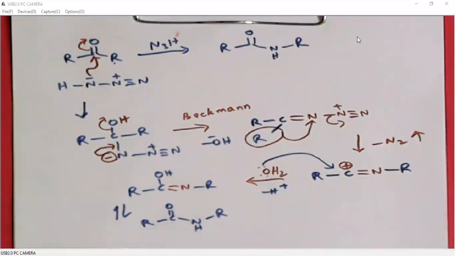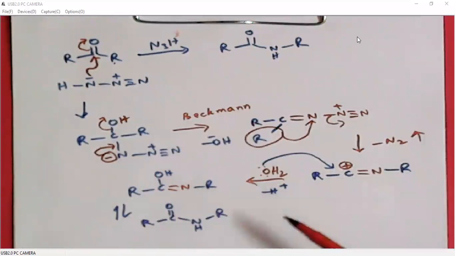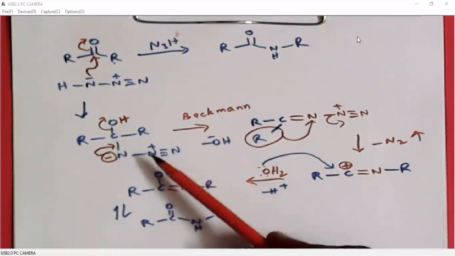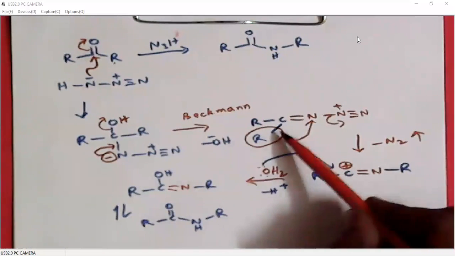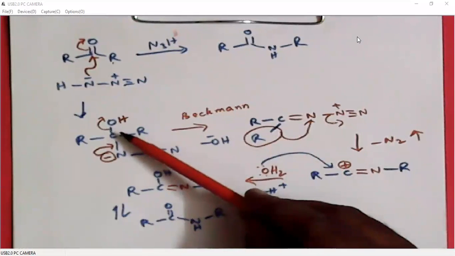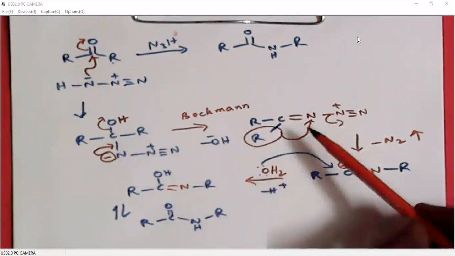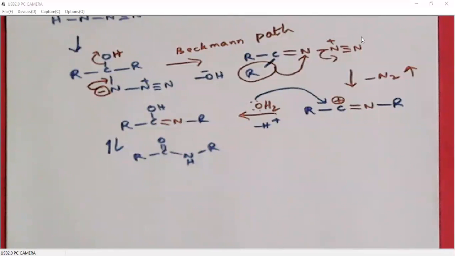So ketones, when they are treated with hydrazoic acid, nitrogen will attack on carbon. Then there are two different mechanisms for the conversion of ketone to amides. First, I have discussed the Beckmann type, where OH will be removed first, then alkyl migration that leads to amide. This is called Beckmann path.